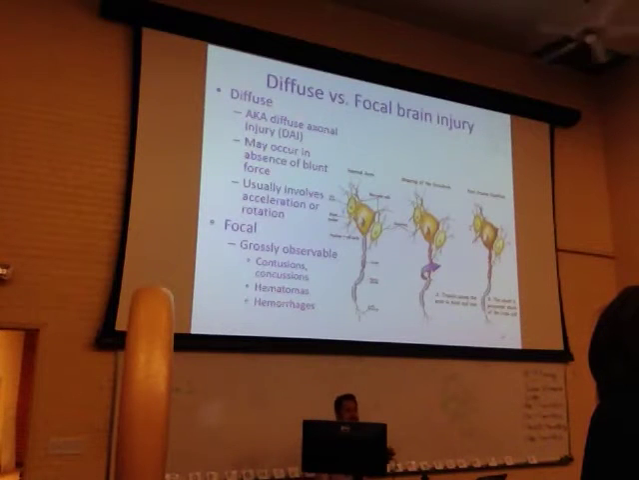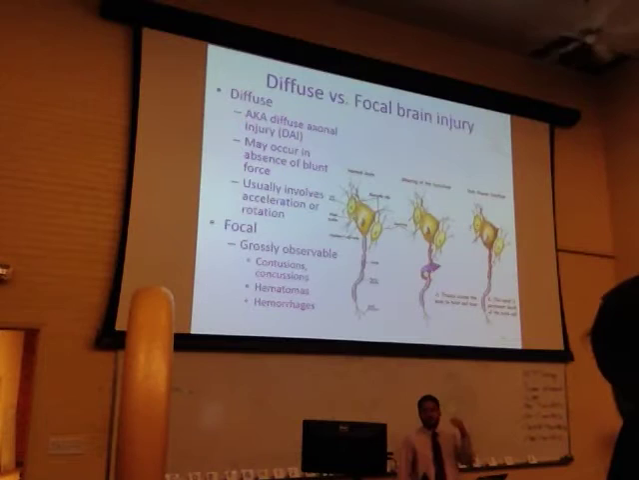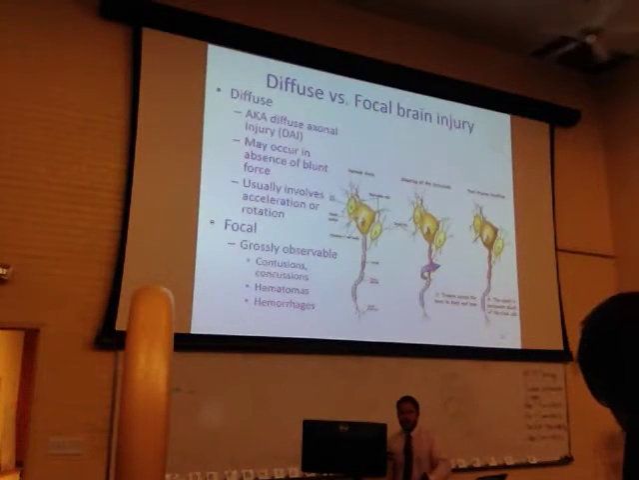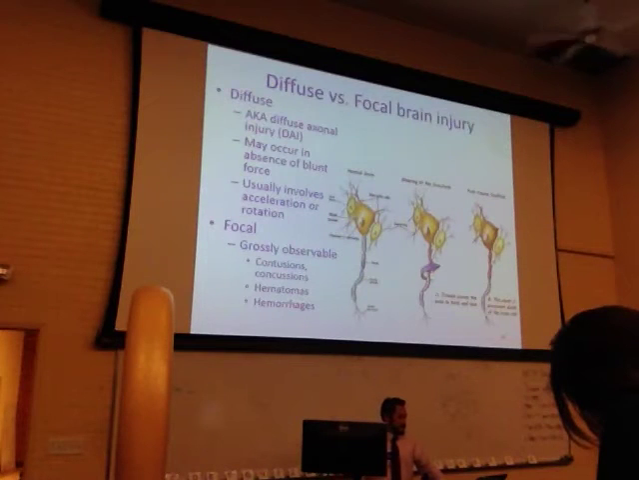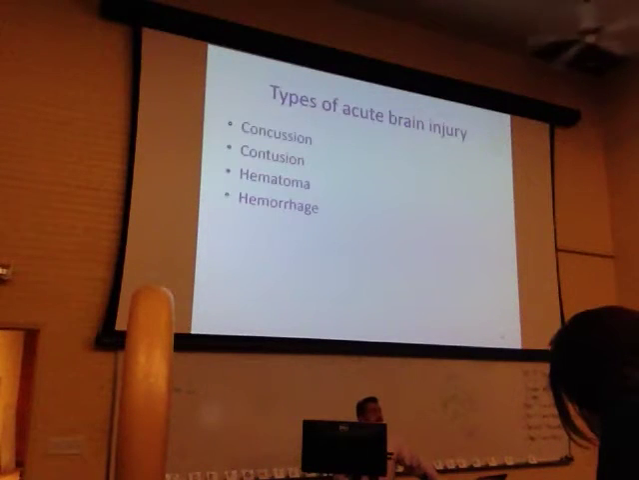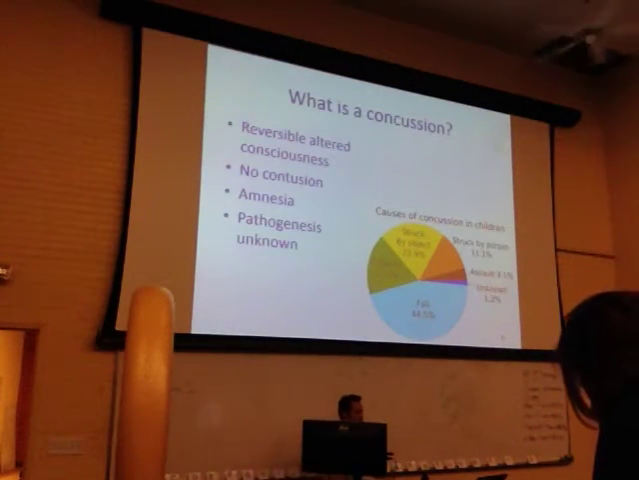The focal injuries are grossly observed, and they fall in these categories of contusions, concussions, hematomas, and hemorrhages. And so we're going to look at each one of these here in the next slide. So concussion, first up. What is a concussion?